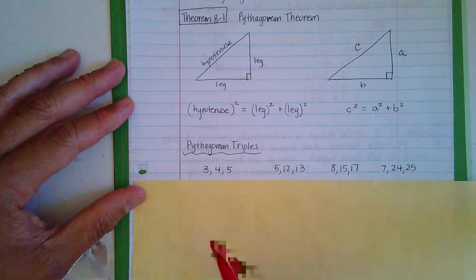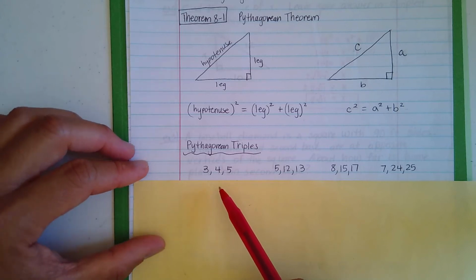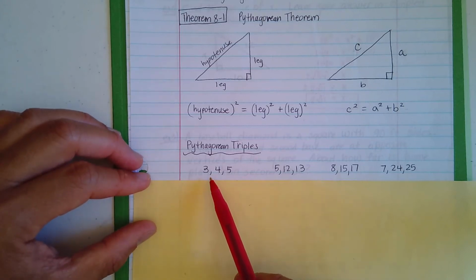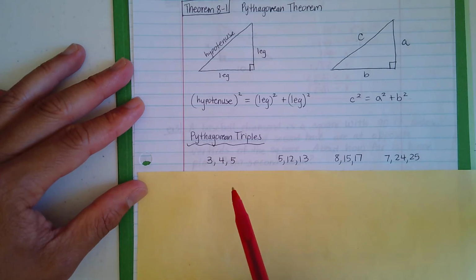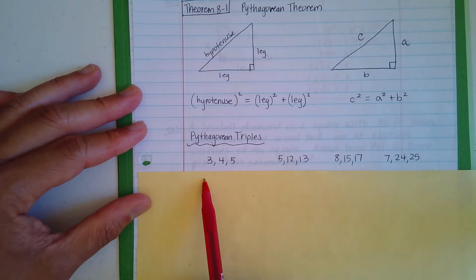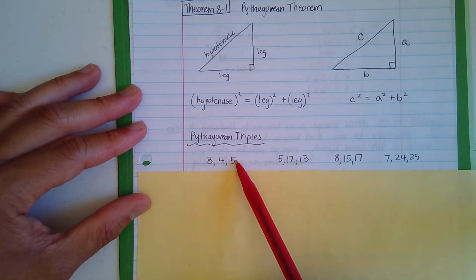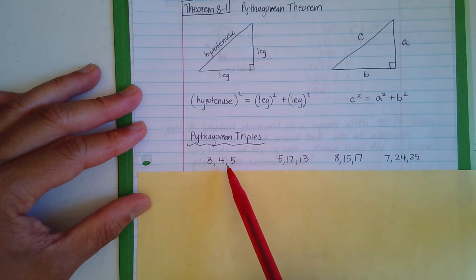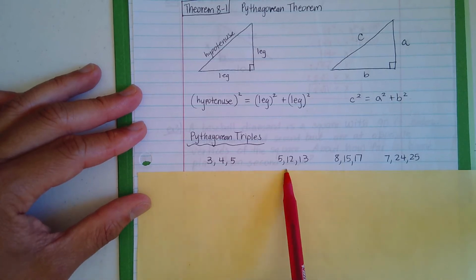A Pythagorean triple is three side lengths of a triangle that represent a right triangle. More importantly, the three side lengths are positive integers. In order to have a Pythagorean triple, all the side lengths have to be positive integers. So 3, 4, 5 is a Pythagorean triple. If you put 5 as the hypotenuse, that's 5 squared equals 4 squared plus 3 squared. You will get 25 on both sides. And the same holds true for these other Pythagorean triples.